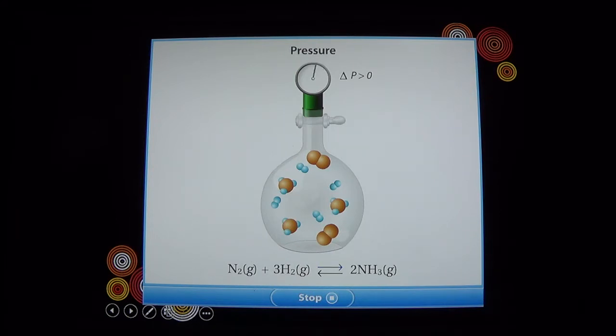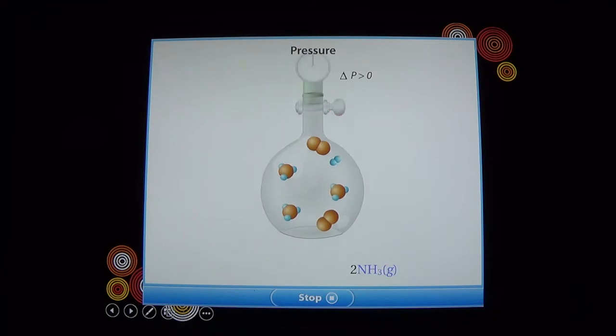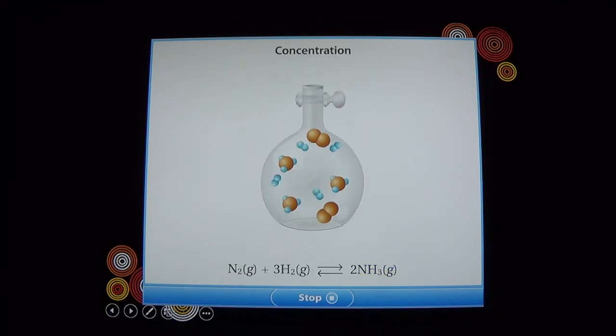In this example, more ammonia is produced to reduce the pressure on the system. So check it out. Pressure only affects gases. Reagents also affect a system. If the concentration of one of the reagents is increased, the equilibrium will shift to favor the reaction that reduces the concentration of the added reagent. If more hydrogen is added to this flask, more ammonia will form to reduce the hydrogen concentration.